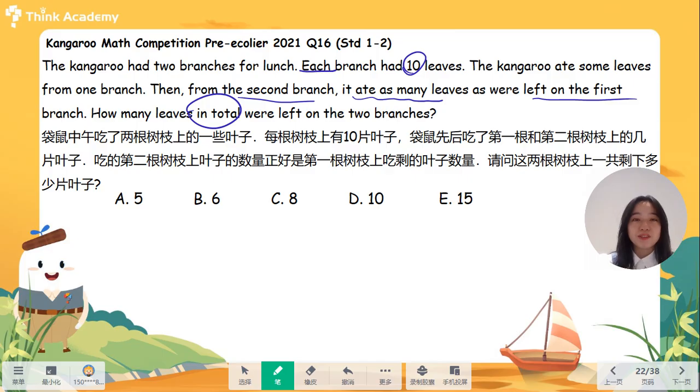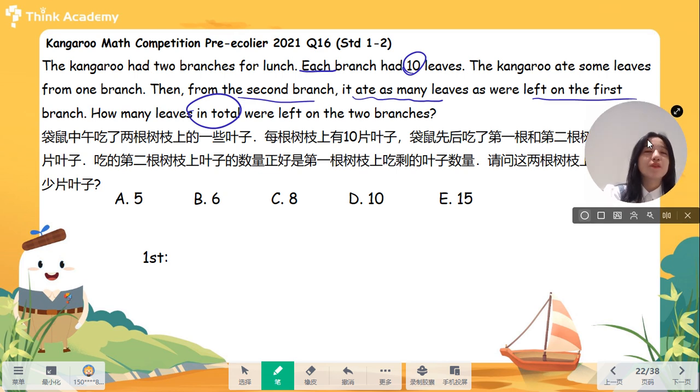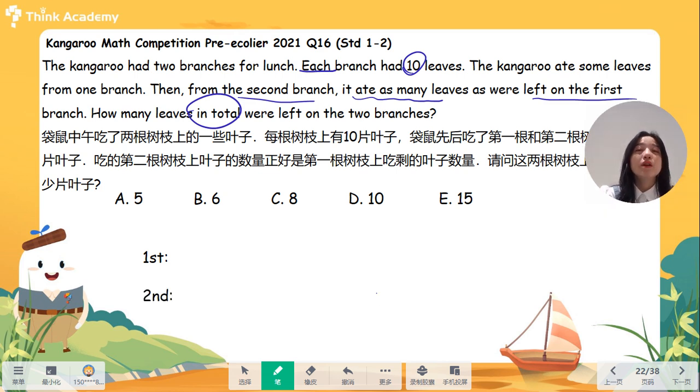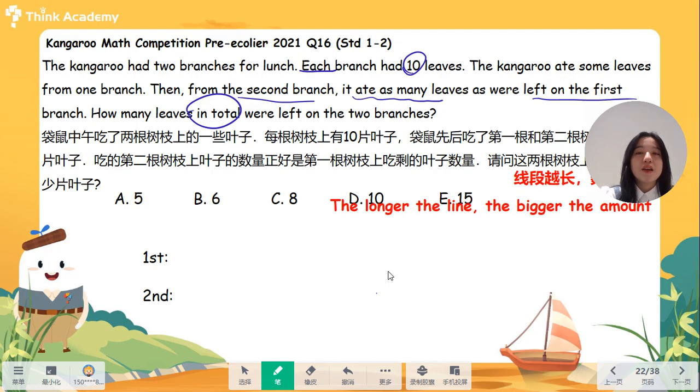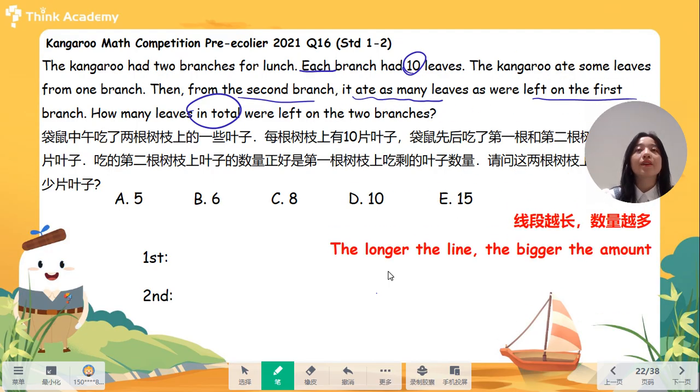So the leaves eaten on the second branch is the same as the leaves left on the first branch. What a tricky relationship, right? That's okay. We can just use line segment to make it easier. First, we need to write down the names of these 2 branches, first and second. Then, we need to remember a principle. When we are using lines, the longer the line, the bigger the amount.